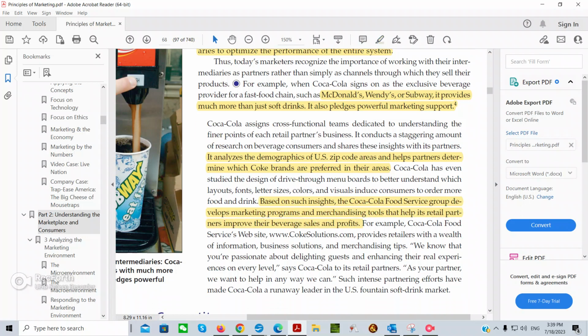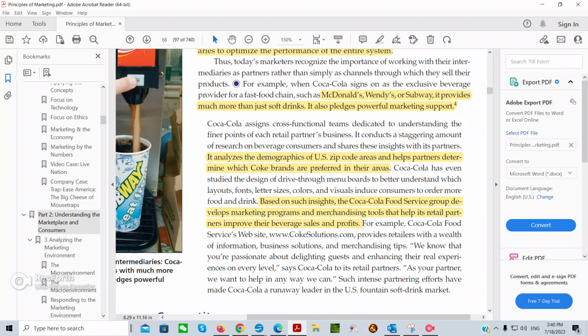Okay? The idea of marketing is that you should be able to increase profits, well, increase sales, and then also get marketing for products that are more profitable. For example, Coca-Cola Food Service's website, www.cokesolution.com, provides retailers with a wealth of information, business solutions, and merchandising tips.